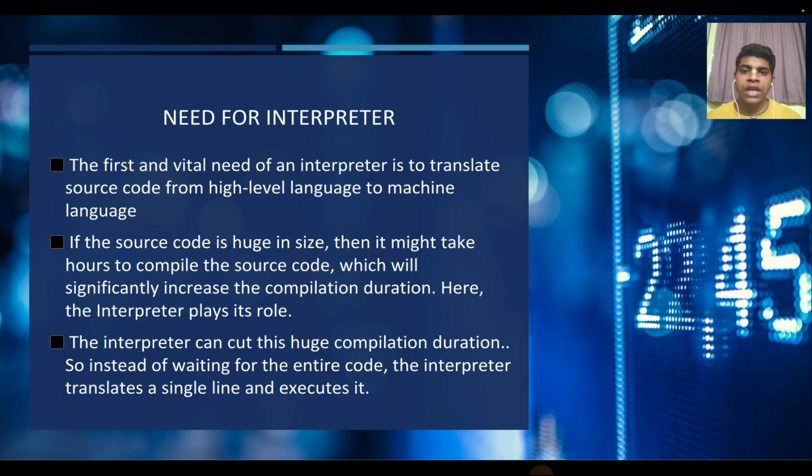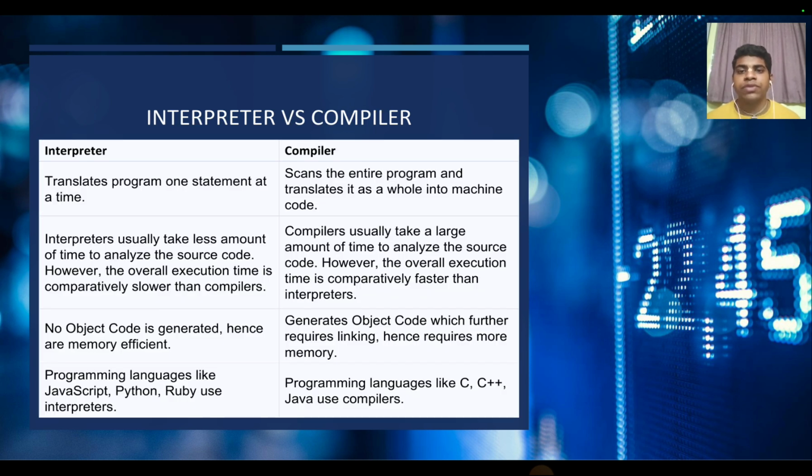Let us move on to our next topic, that is interpreter versus compiler. So what is the difference? An interpreter translates the program one statement at a time, and a compiler scans the entire program and translates it as a whole into machine code. Now we can consider an example in this case.